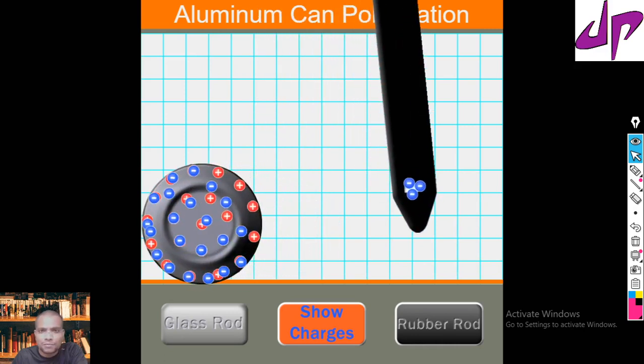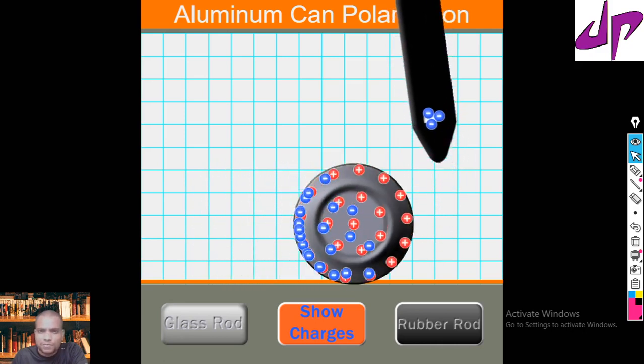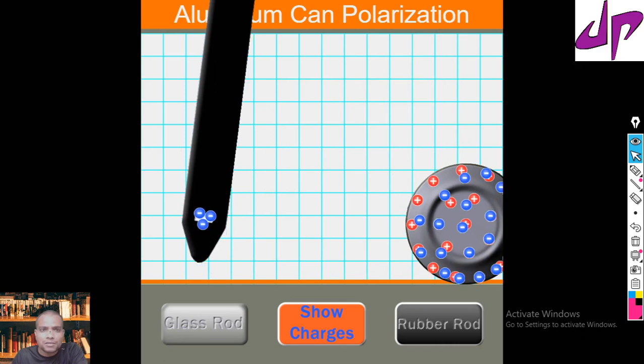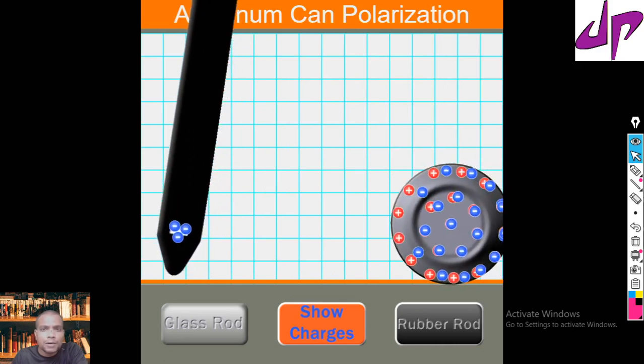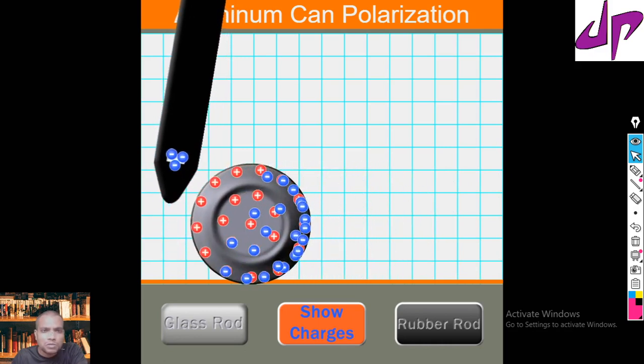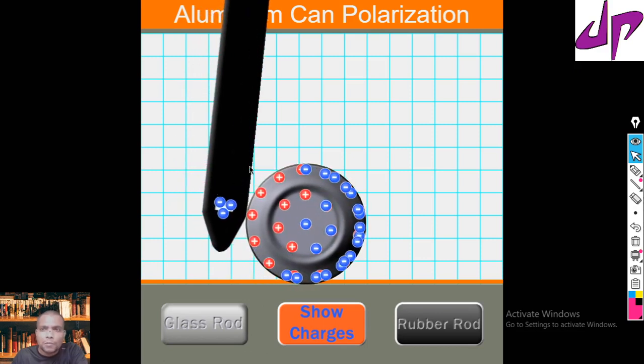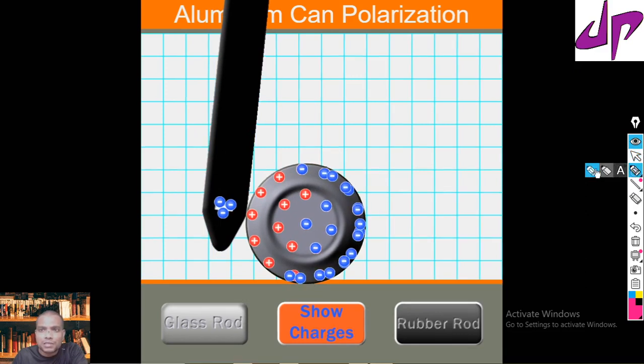on the can. The can is a conductor, it's having free charges, and free charges can move on the metal surface. So they can go to one side, but the positive charge wants to attract the rubber rod. So here the process of separation of charges is not due to friction, it's not due to induction, it's due to polarization. So polarization also affects metals.